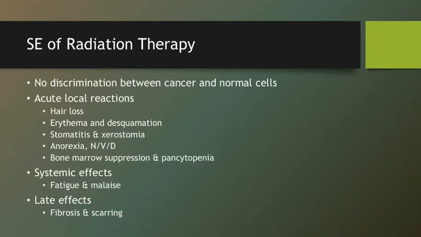Side effects of radiation therapy, remember there's no discrimination between cancerous cells and healthy cells. So they're going to kill healthy cells too. Local reactions include hair loss, I'm having such a hard time today. Erythema and desquamation, that means where the skin comes off, the top layers of the skin come off. That's not the same thing as exfoliation. This is where like sheets of skin come off.